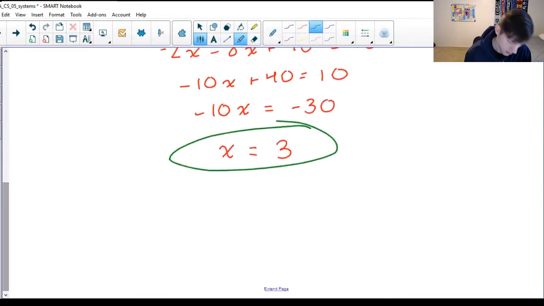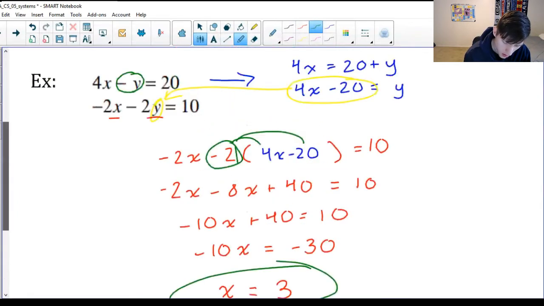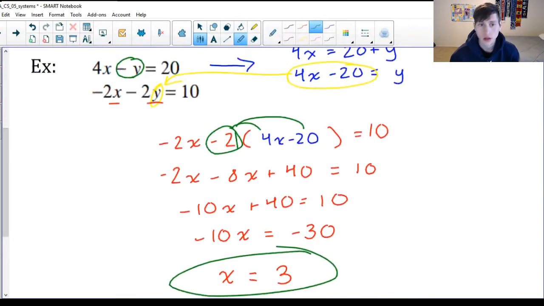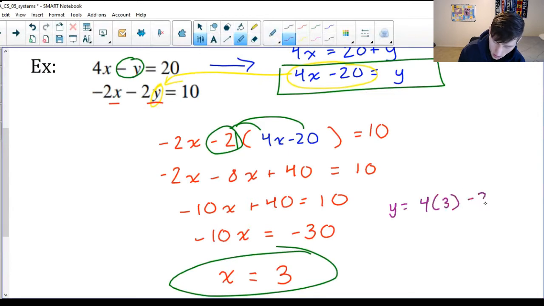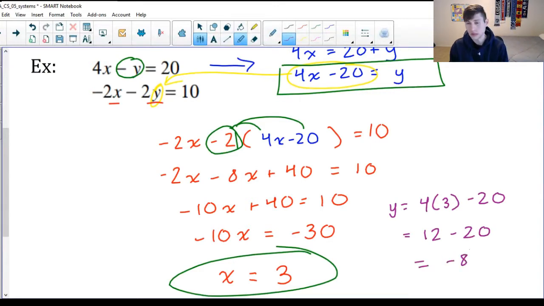But then from there, let's look at figuring out how to get y. Luckily, we already have an equation for y. This equation right here is already y equals 4x minus 20. Well, I know what x is, so let's just take x and plug that in. So y equals 4 times x, but we know that x should be 3, minus 20. So 12 minus 20, I think, is negative 8. No promises.